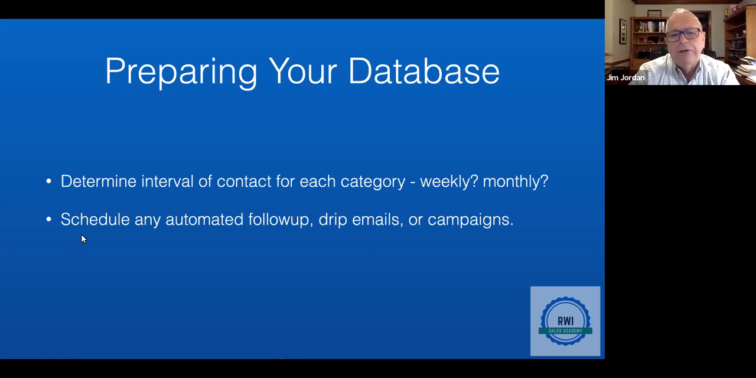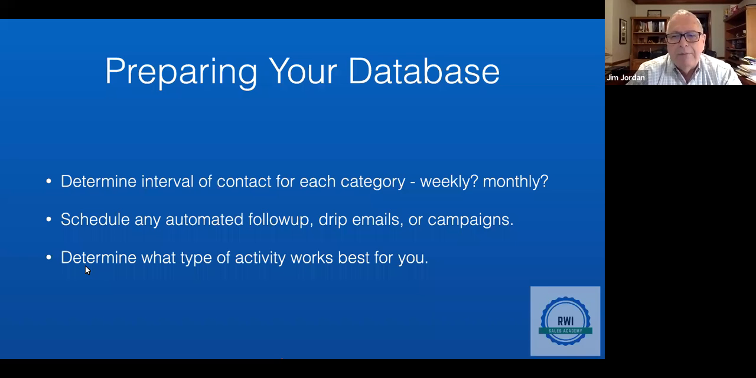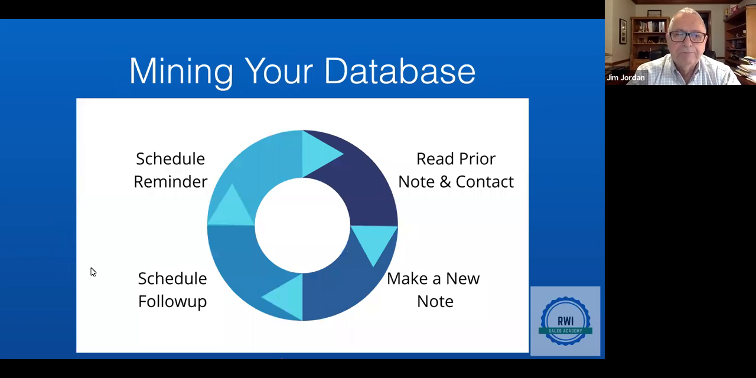And you want to schedule any automated follow-up, drip emails or campaigns that you may have that you want to send out to them. So for instance, you could schedule them for an e-newsletter. And you want to determine what type of activity works best for you. Do you work better in person or over the phone? So the kind of activity that you prefer is what you're going to be heavy on in your follow-up activity with your different contacts in your database.